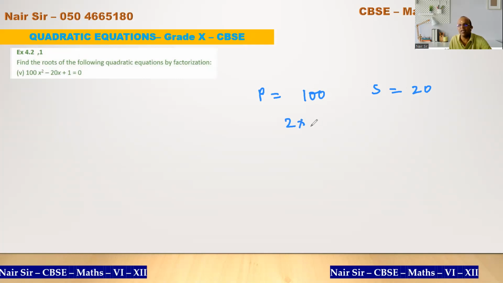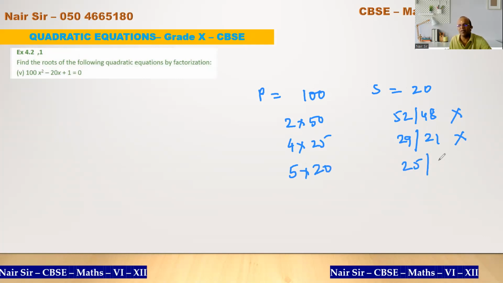For this, 2 into 50? No, that gives 52 and 48. So this is not it. 3, no. 4 into 25: 25 plus 4 is 29, 25 minus 4 is 21. No. 5 into 20: 20 plus 5 is 25 and 20 minus 5 is 15. No. 6, 7, 8, 9, no. 10 into 10. I could have come directly to this.